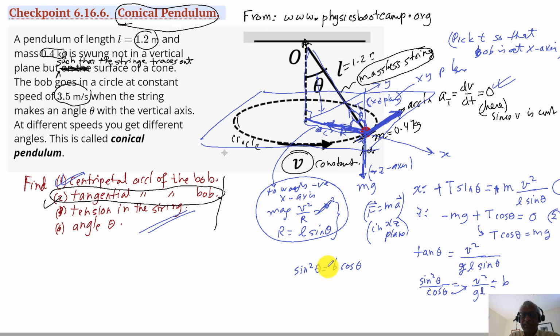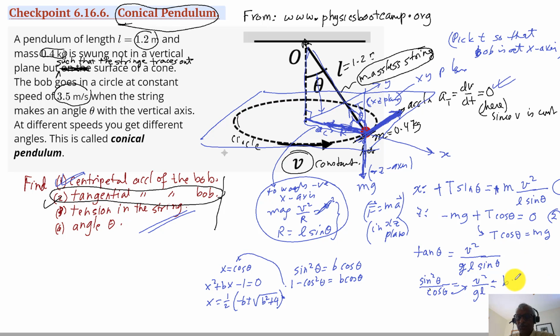Of course, I can write everything in cosine, so this will be 1 minus cosine square theta equals b cosine theta. Bring everything over, it becomes a quadratic equation. So now if I use x equals cosine theta, we have the equation in x: x square plus bx minus 1 equal to 0. So x equals 1 over 2 times minus b plus or minus the square root of b square plus 4.